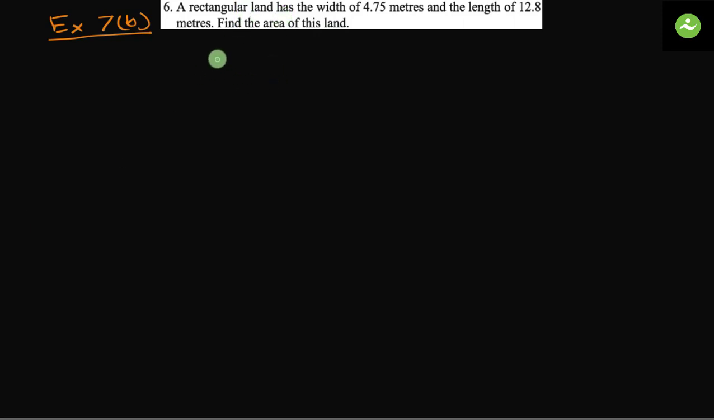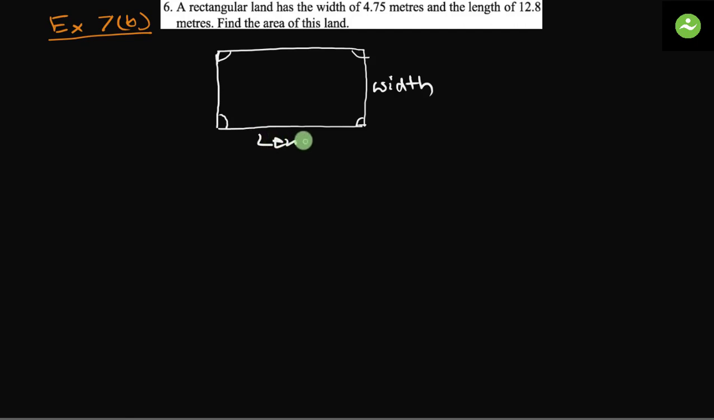Rectangular land. Rectangular means the width is smaller than the length, and opposite sides are always equal, and each of the angles is 90 degrees. This is called a rectangle, and we call this width, and this is length. Length is longer than width.